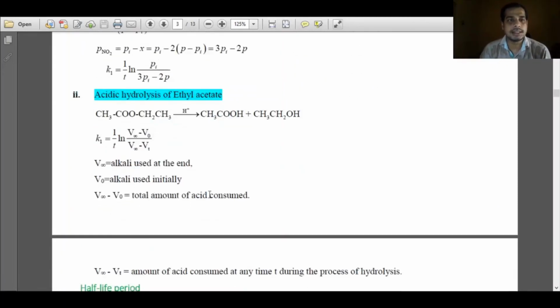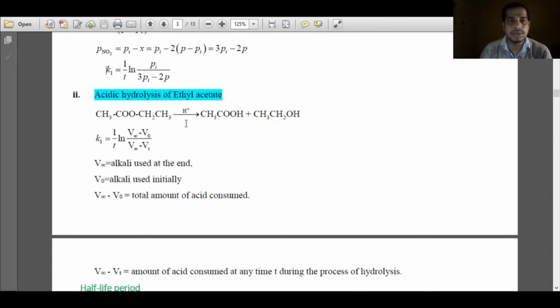Now there is another common example which follows first order kinetics, that is the acid hydrolysis of ethyl acetate. Ethyl acetate gets hydrolyzed in the presence of an acid catalyst to form acetic acid and ethyl alcohol. Now how to monitor this reaction, or how to observe the change in concentration of the reactant? What is the reactant? Ethyl acetate. Generally it is done by an indirect method. We monitor the concentration of the acid catalyst.